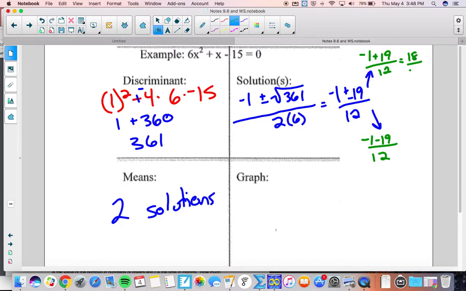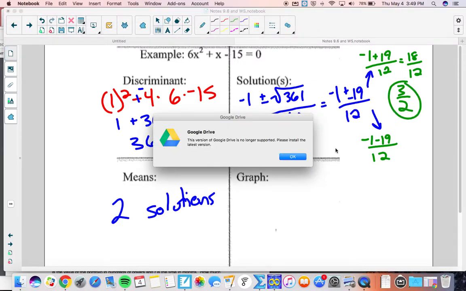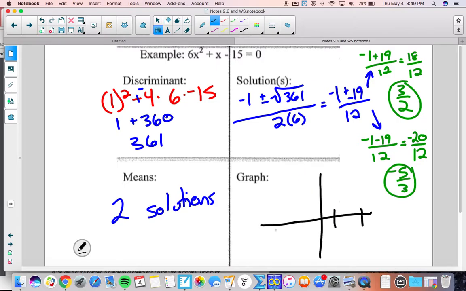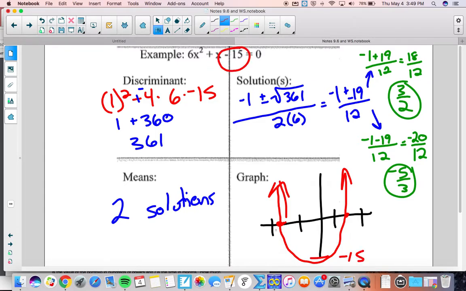So we get 18 twelfths, which is the same as 3 halves. And we get negative 20 over 12, which is negative 10/6, negative 5/3. Boom. So your graph is going to look about like this. The parabola, which is a smiley face parabola, is going to go right between 1 and 2, and then a little bit more to the left of negative 1/2 right there. So there we are. By the way, your y-intercept, that value is the constant, so that'd be at negative 15, but we really haven't talked about that a whole lot.